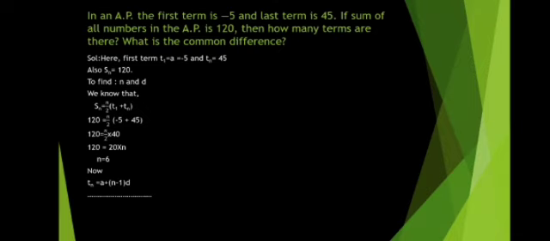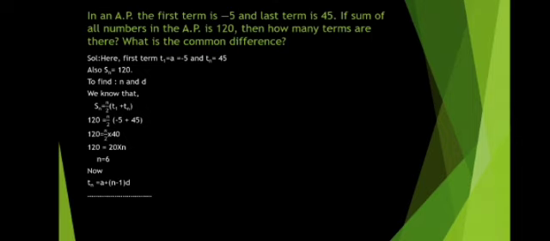Now this 40 can be cancelled by 2, so 2 20s are 40. So 120 is equal to 20 multiplied by n. If we take 20 to the other side of the equal sign, it becomes divide. So 120 divided by 20 is 6. So n is equal to 6. So there are a total of 6 terms. Now we got the number of terms.